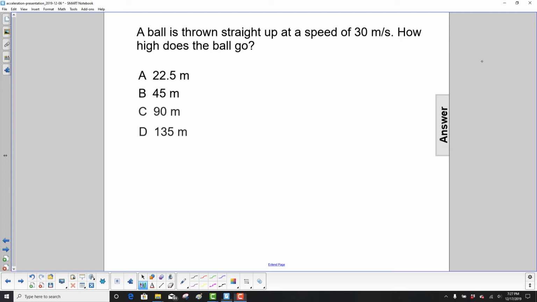A ball is thrown straight up at an initial speed of 30 meters per second. How high does the ball go? Not given a whole lot here, are we? We have Vi is equal to 30 meters per second.